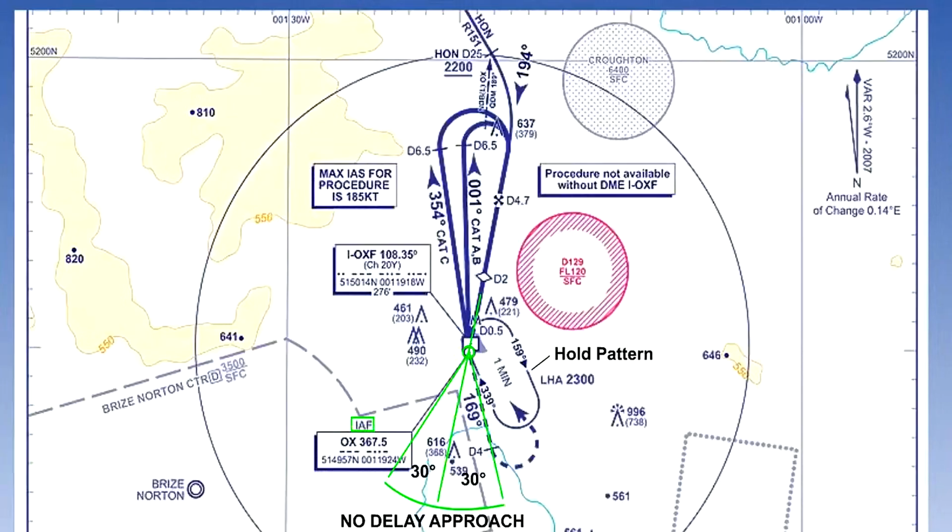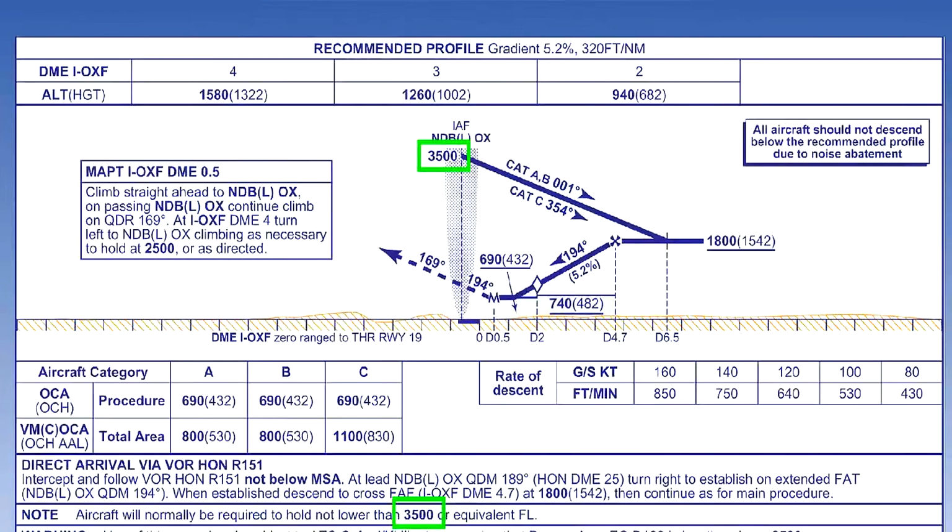Unless the IAF is approached from within 30 degrees either side of the center line, the aircraft would first have to go into the hold pattern and could not adopt the no-delay approach. If the approach involves a procedure turn as on the Oxford plate, the initial approach fix will be an NDB, as in Oxford, or a VOR. Here we see that the aircraft must be at 3,500 feet above the IAF.